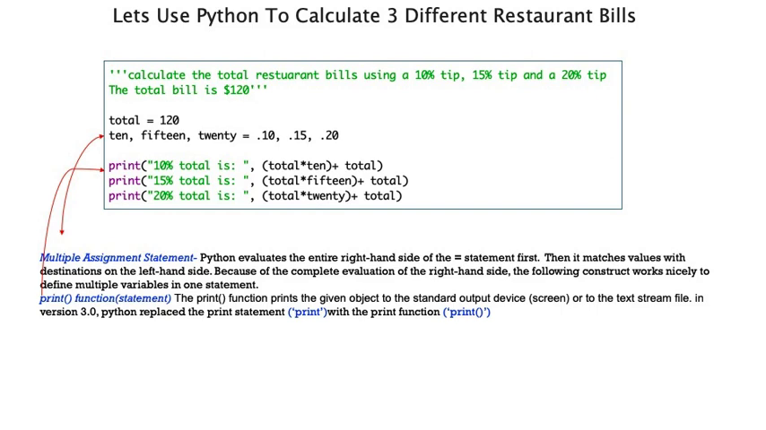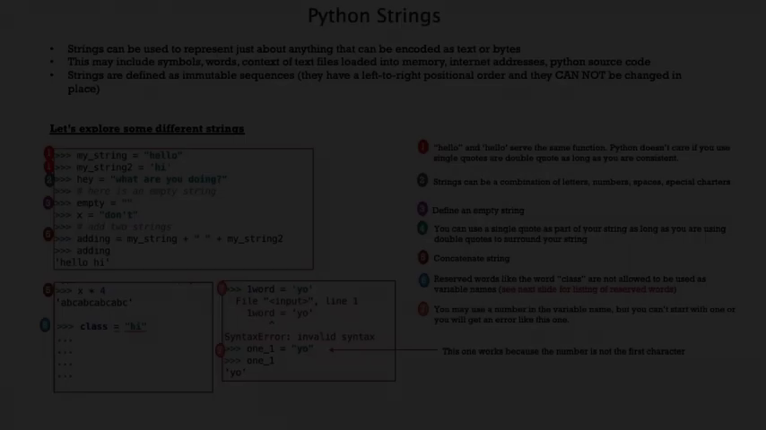So I have total times 10, which of course equals 0.10, or 10%, plus total, which is 120. And then we do the same for the 15 and the 20, replacing the 10 with the 15 and the 20, which would be 0.15 and 0.20 respectively, and we use the same total. And of course, we adjust our literal language. So instead of 10% total is, we change that to 15% total is in the second print statement, and then 20% total is in the third print statement.